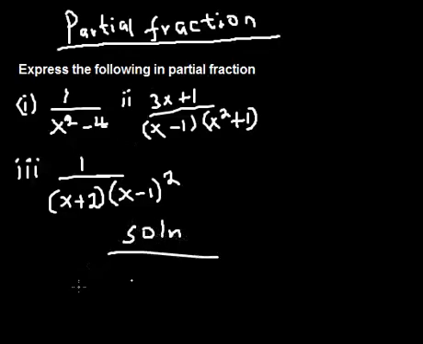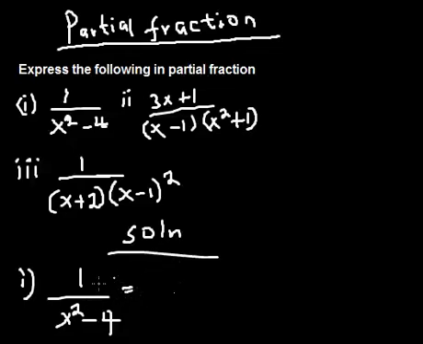And that is part I of question 1, 1 all over x squared minus 4. I want to express this in partial fractions. First of all, I have to express the denominator as a product of two factors. You know very well that this is a difference of two squares: x squared minus 2 squared.